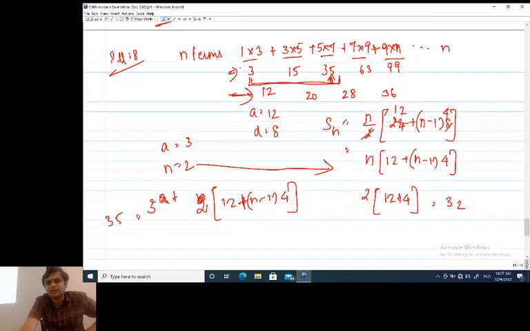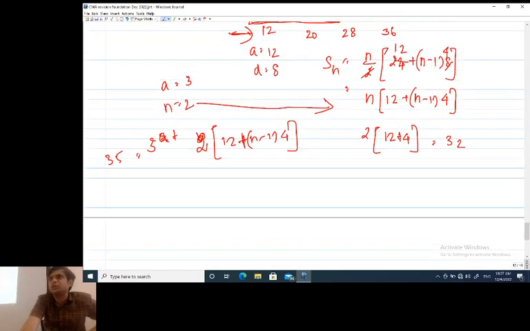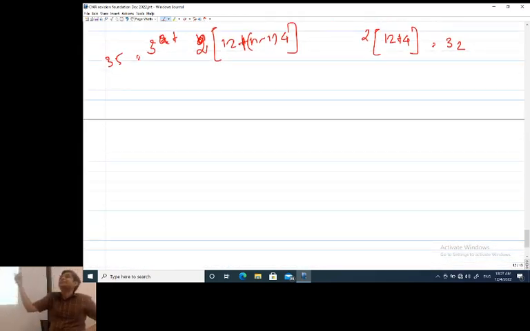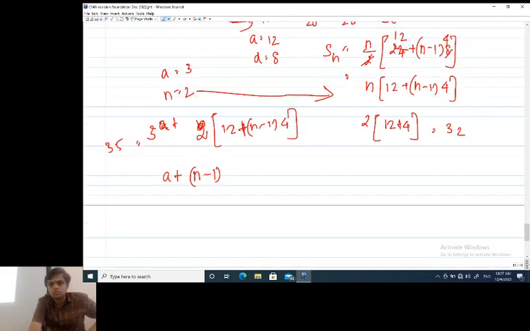For this big series, that is 1 into 3 plus 3 into 5, how will you find the nth term? It will be A plus n minus 1 into 12 plus n minus 2 into 4. This is the Tn for the given series.